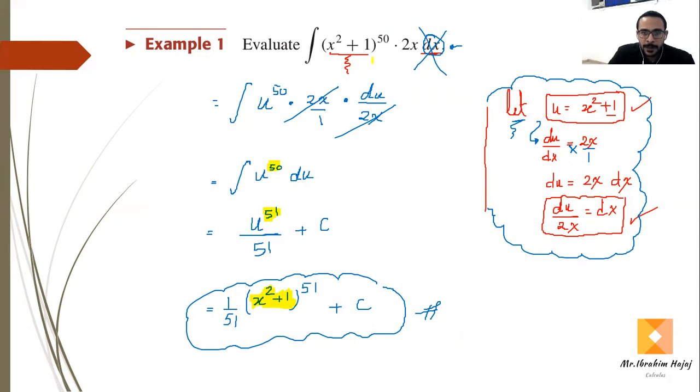What's the problem from the beginning, guys? That we have a product of two functions, one of them to the power of 50. So you will not be able to expand x squared plus 1 to the power of 50. But if your question is x squared plus 1 to the power of 2, to the power of 3, maybe to the power of 4, you can expand the parentheses and then multiply the result by 2x and do it as we learned before. But here it's hard to expand x squared plus 1 to the power of 50. So of course we have to follow the u substitution method. Okay?